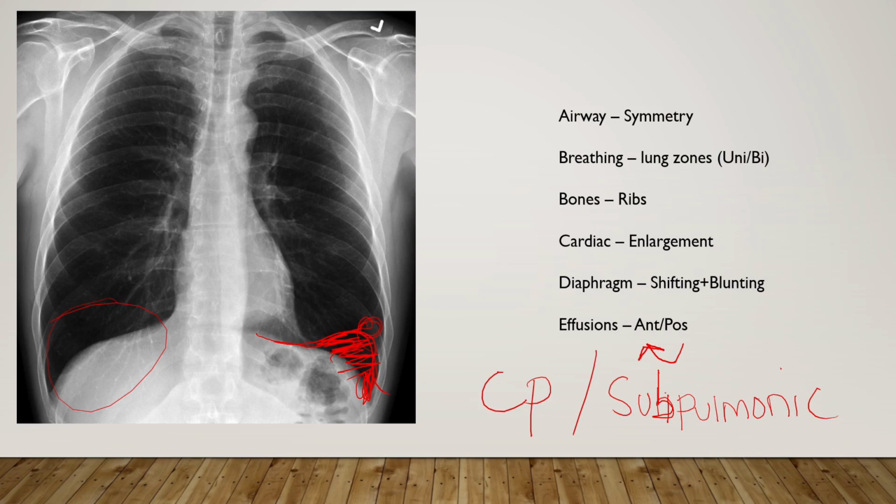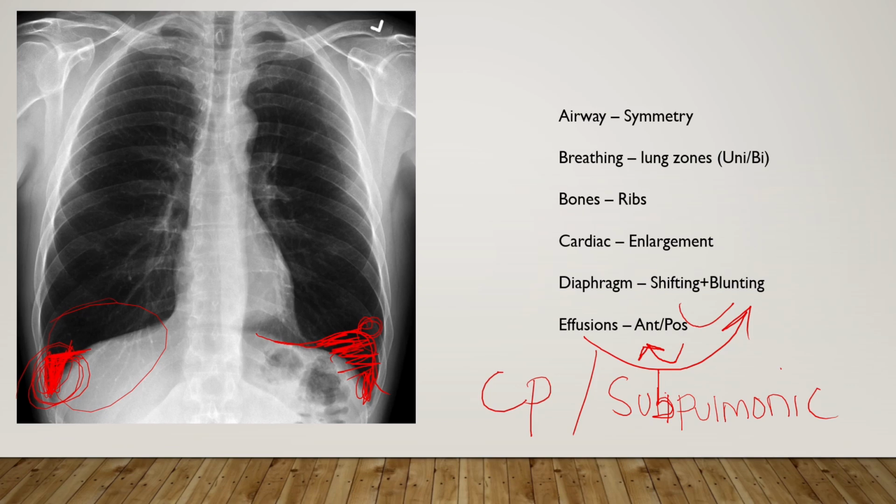All right. Also, blunting. This goes hand in hand with effusions. When you have blunting, you want to look at the CP angle, which is here. Basically, if you see blunting, look for the CP angle, just look for the angle. If there's not a sharp depression, and if it's filled with fluid, then there's effusion.